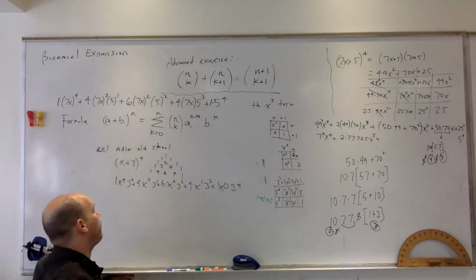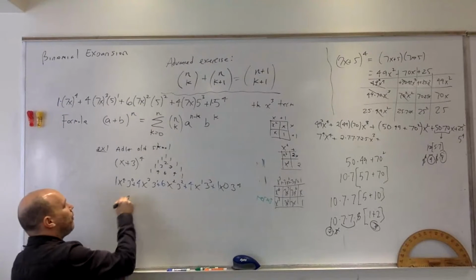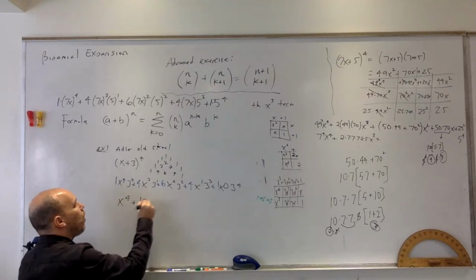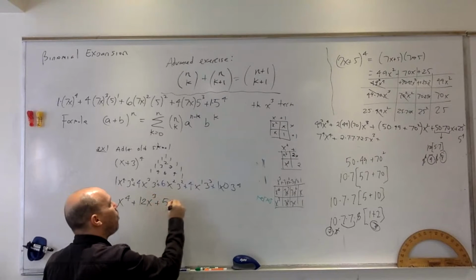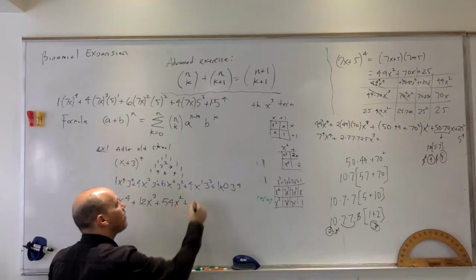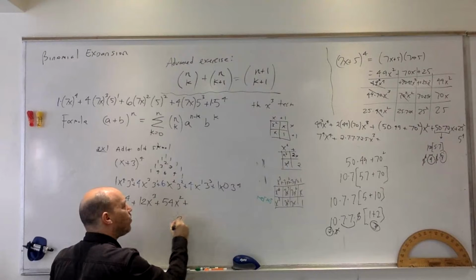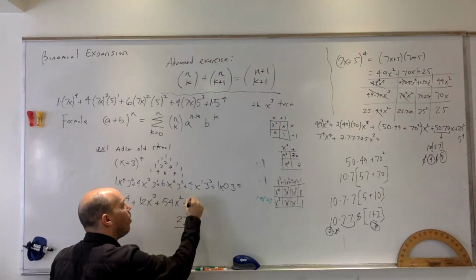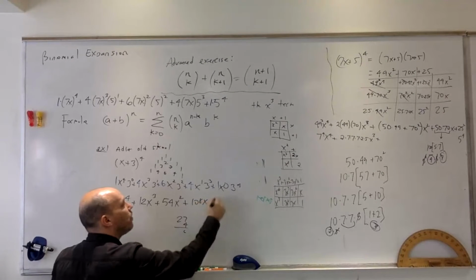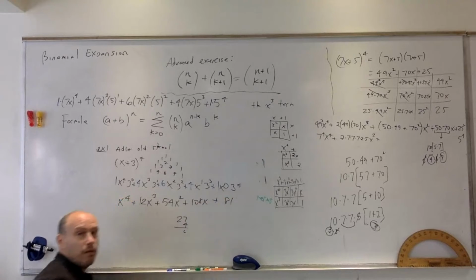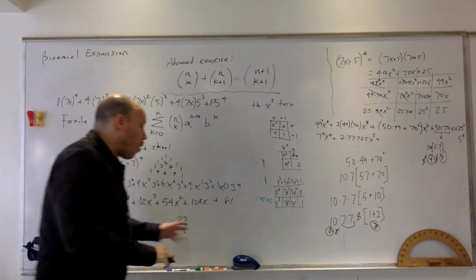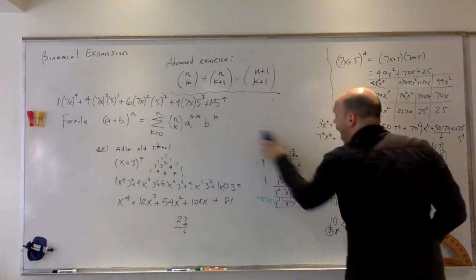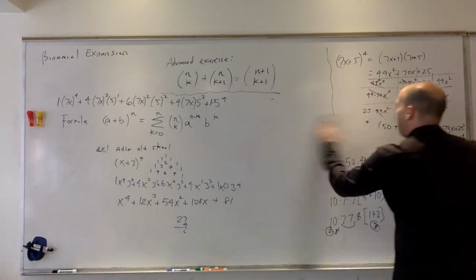Clean it up. X to the 4th plus 12x cubed plus 54x squared plus 108. What's 27 times 4? Yeah, 108x plus 81. And that's how you expand a binomial out. Let's do 1 or 2 more examples, old school Adler way.